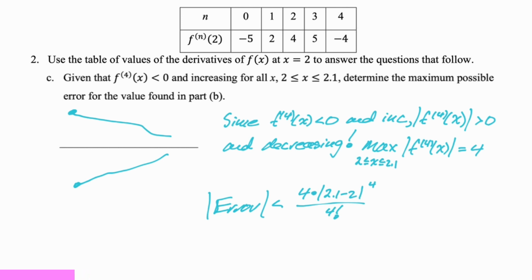If we were to simplify this, 4 over 4 factorial, the 4s cancel and you just get 1 over 3 factorial, so that's 1/6. And then you have 0.1 to the fourth, which I'm going to say is 1/10 to the fourth. So 1 over 6 times 10 to the fourth.